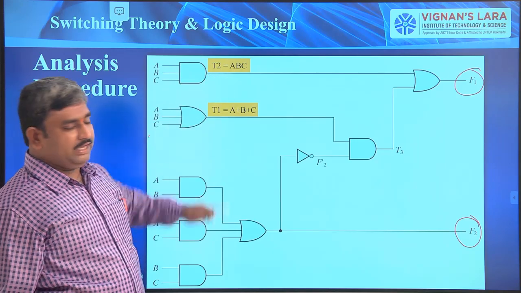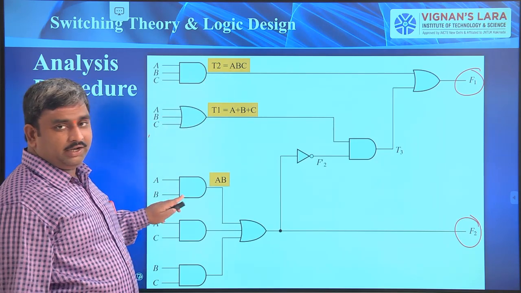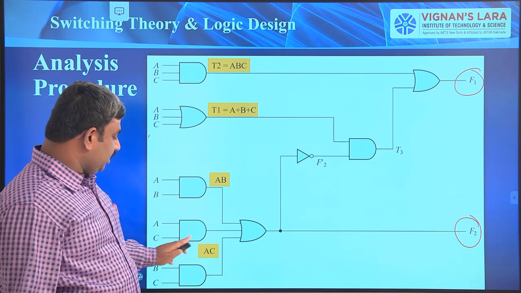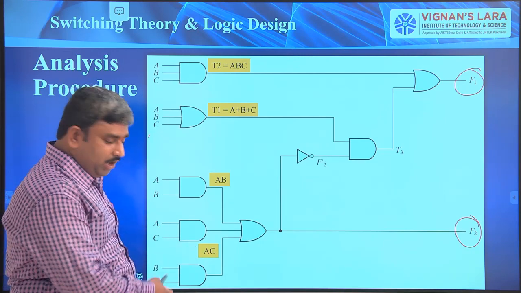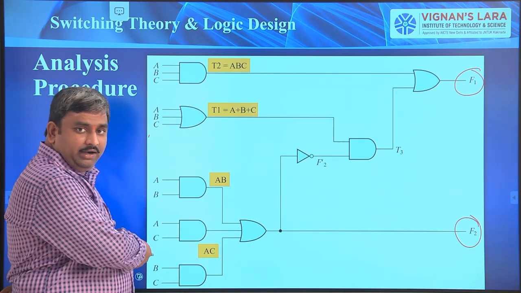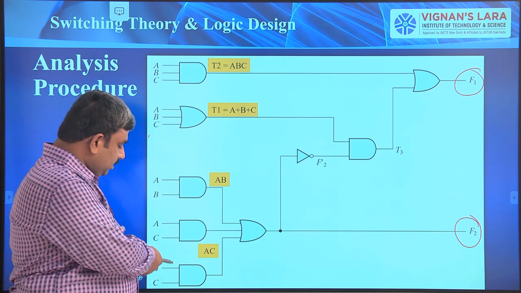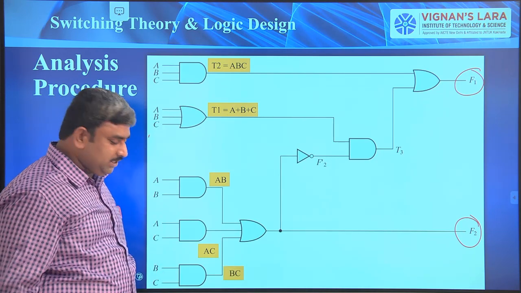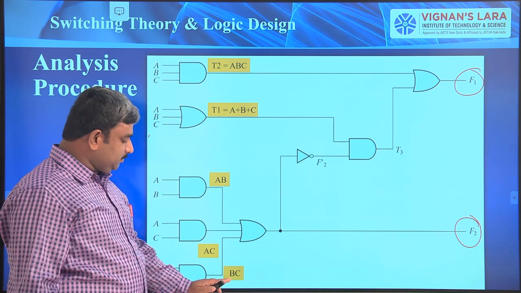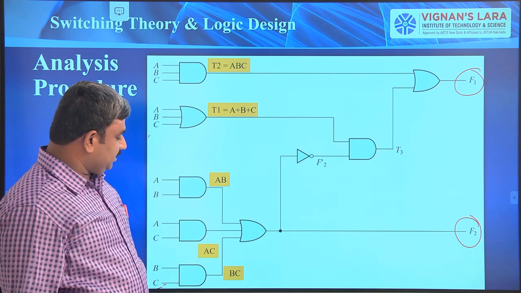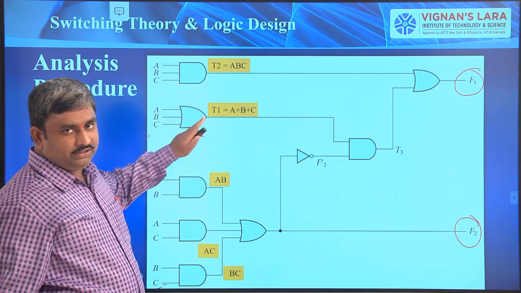This is T2, ABC. Next, coming to the AND gate of this one, AB. Next, the AND gate of this one is AC. Why did I say AC? Here I already wrote AC inputs are there. Next, these are the inputs of BC, so for that reason the AND gate output is BC. So AB, AC, BC are the outputs. So this is T2 and this is T1.